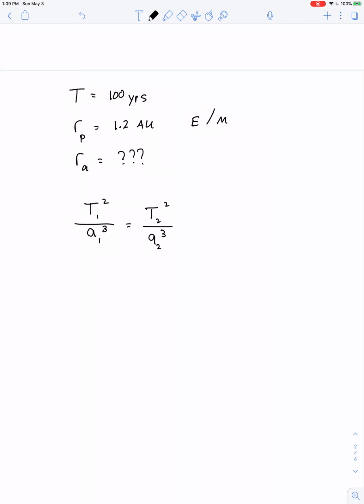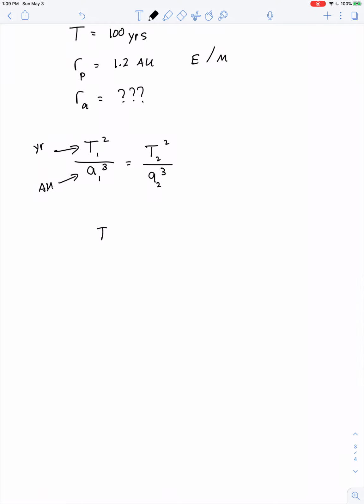And when you express the law of harmony in this way, it doesn't matter what units you use. You can express period in years and orbital distance in astronomical units. However, this comes from an equation that says period squared is equal to 4 pi squared over GM times average radius cubed. And when you express it this way, we're going to use the known constants like 6.67 times 10 to the negative 11th newton meter squared per kilogram squared, and the mass of the Sun, a solar mass, is about 1.99 times 10 to the 30th kilograms.